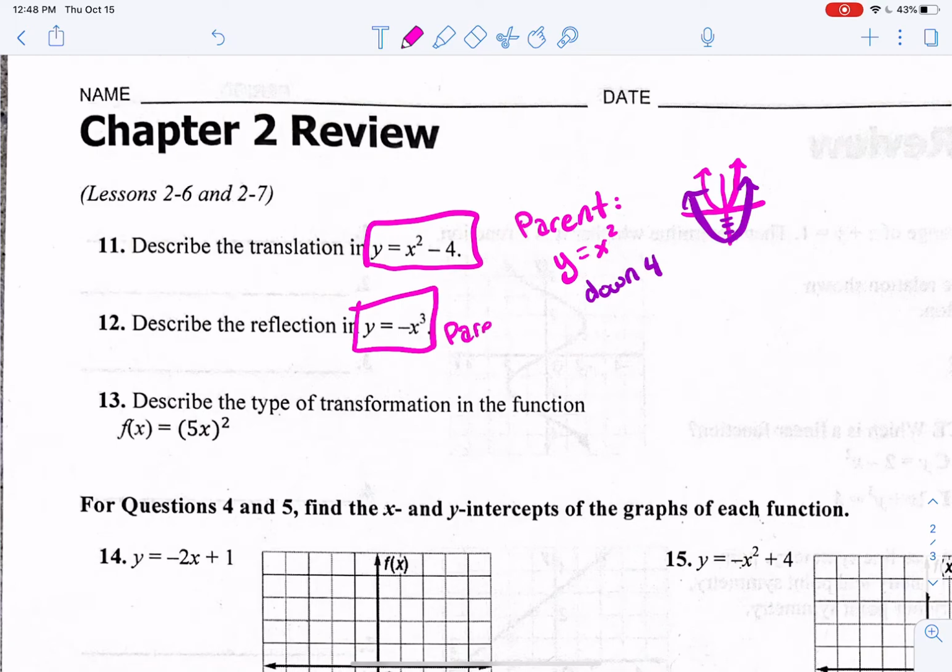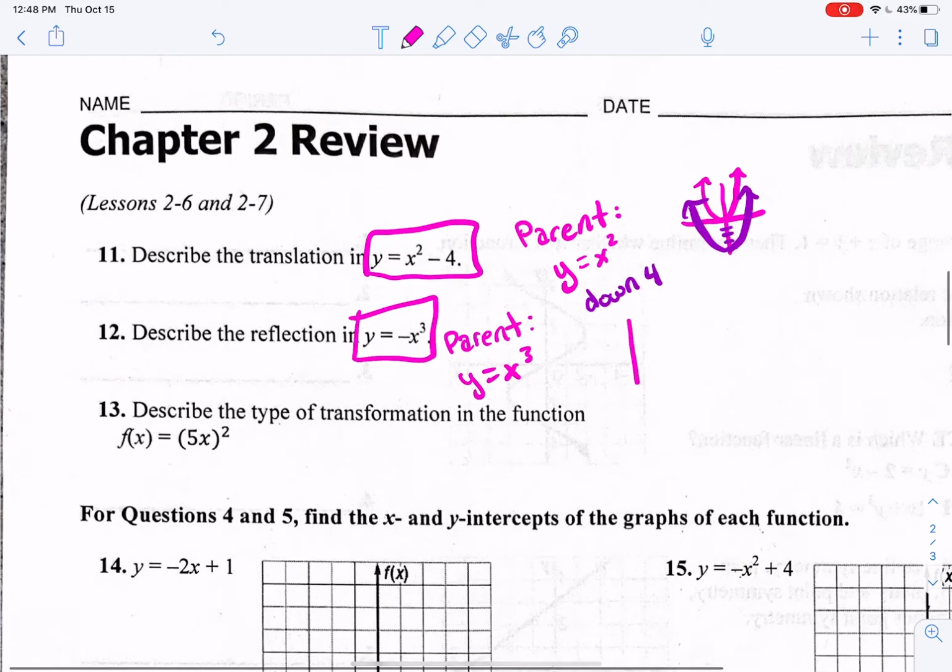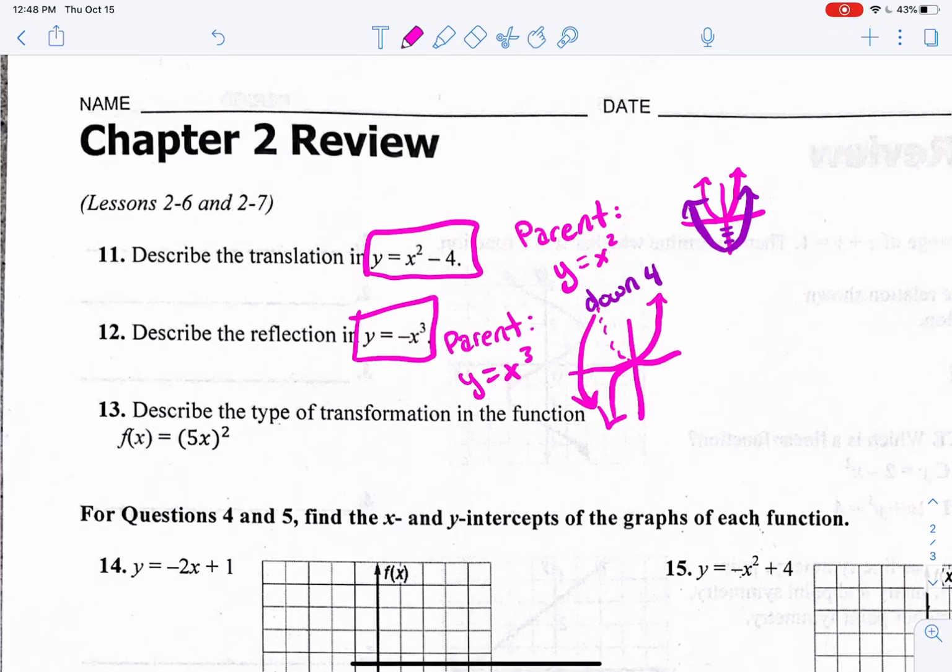The parent function of that guy, if I strip away all of the numbers, is just y equals x to the third power, okay? The parent function for that guy, x to the third power, looks like this. I kind of said that he looks kind of like a parabola, but we've taken this part and we've moved him down to the other side, okay? So that's kind of what his parent function looks like.